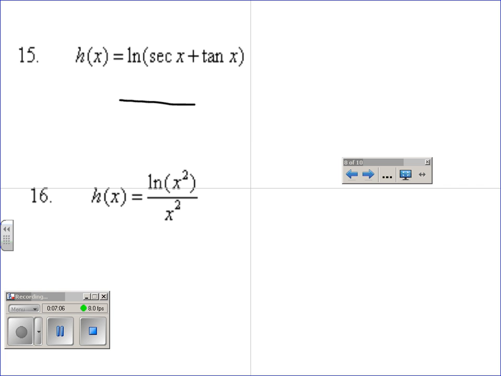Alright, so we're going to have 1 over secant x plus tangent x times the derivative of this. So that derivative ends up being in the numerator. The derivative of secant is secant tangent. The derivative of tangent is secant squared.